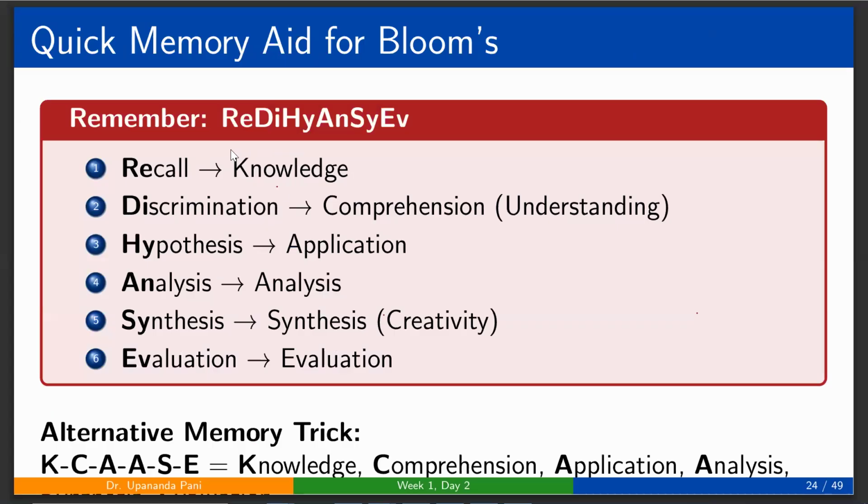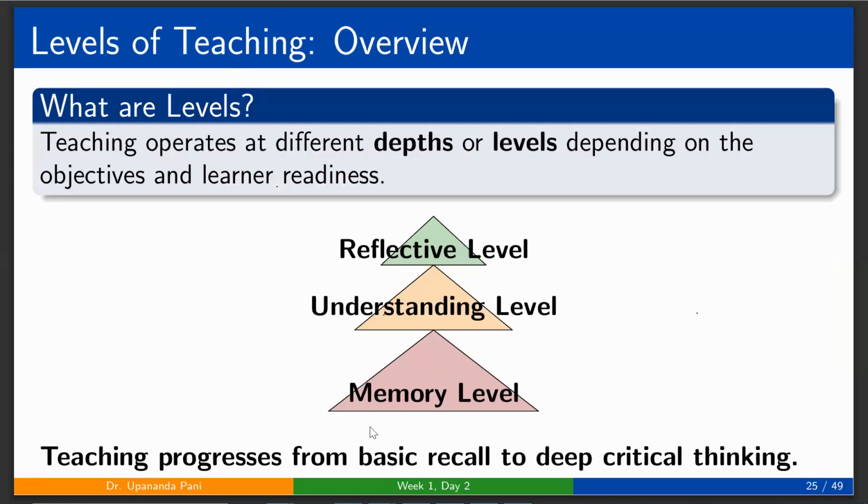So this is a shortcut, but you have to identify whether you will be able to, with a little practice and reading. So recall means knowledge, discrimination comprehension, hypothesis, RDHASE. Okay, so analysis, then synthesis, evaluation. An alternative memory trick is KCAASE. Basically knowledge, comprehension, application, analysis, synthesis and evaluation.